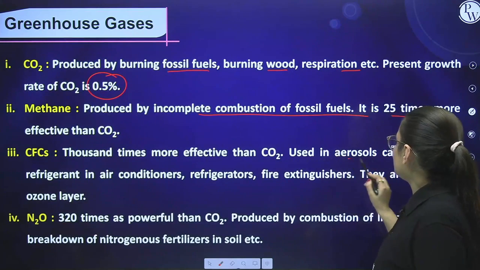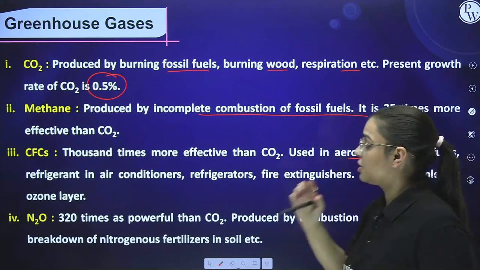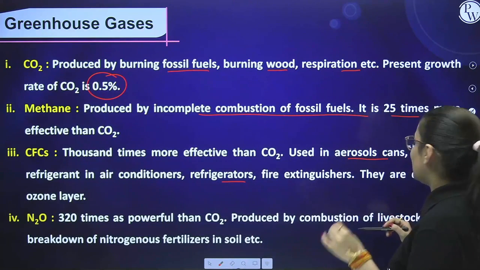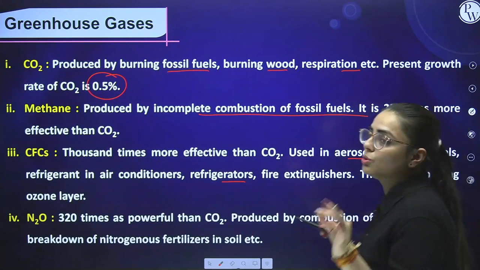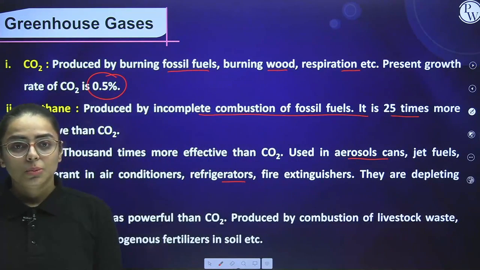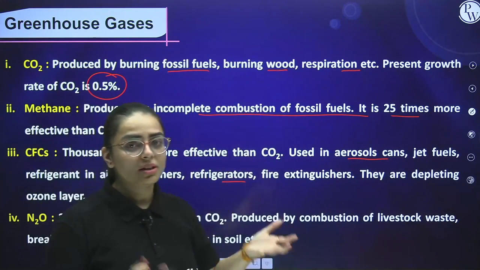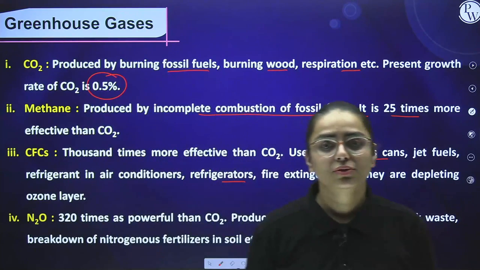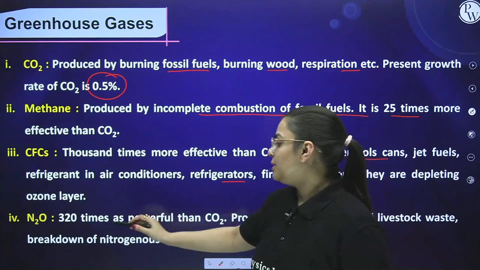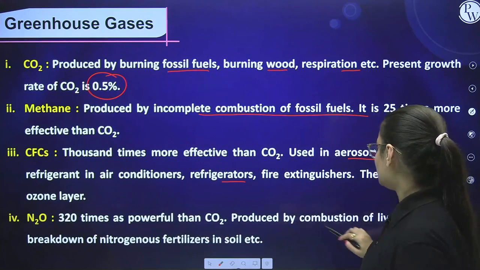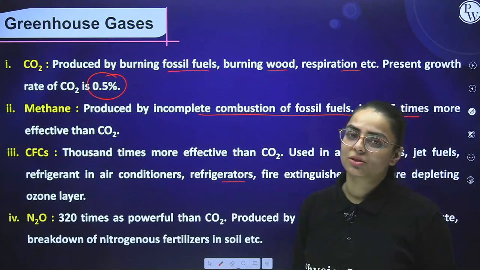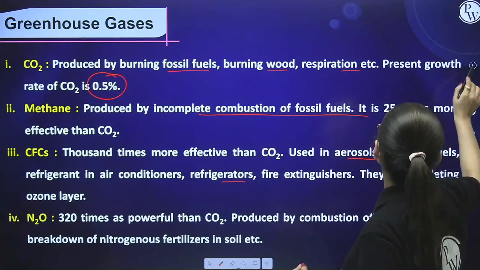It is used in aerosols, cans, jet fuels, and as a refrigerant in air conditioners, refrigerators, fire extinguishers. They are depleting the ozone layer, which is really harmful for us. Because if the ozone layer is depleting, then who will protect our Earth from the harmful radiation, right? Okay. Now, if I talk about N2O, it is 320 times as powerful as CO2, produced by the combustion of livestock waste, breakdown of nitrogenous fertilizers and soil extract, etc. These are the greenhouse gases.